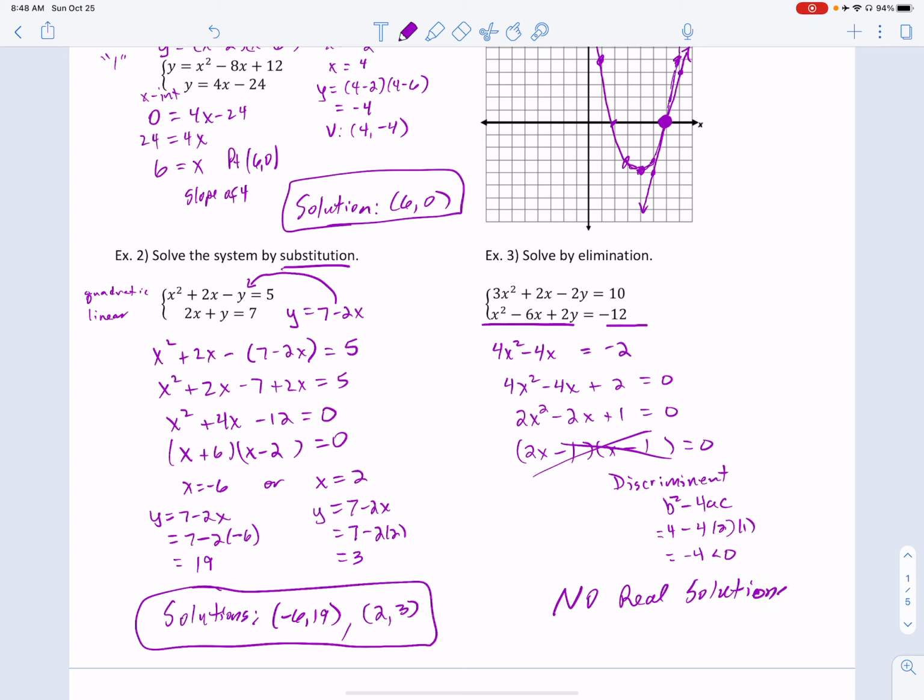And graphically, when we're looking at these, we are just looking under the reals, so we're just looking for real solutions in this section. All right, so there are no real solutions. So moving on.